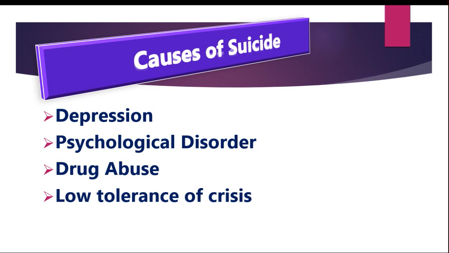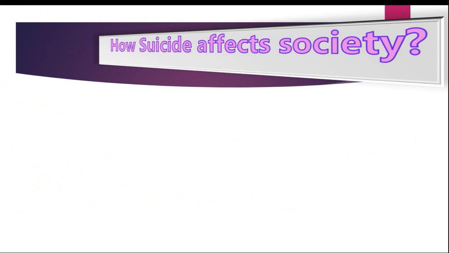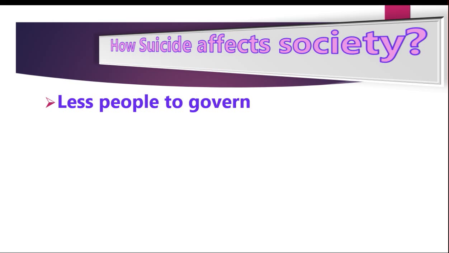Now, next we'll be looking at how suicide affects society. First up, we have less people to govern. Now, you might ask, how does this affect society? Yes, so I'm going to explain to you. If there is a decrease in the population due to suicide, then that means the country is at risk of being underpopulated, and therefore there will be no one to govern, or you could say less people to govern. That is how it affects society.